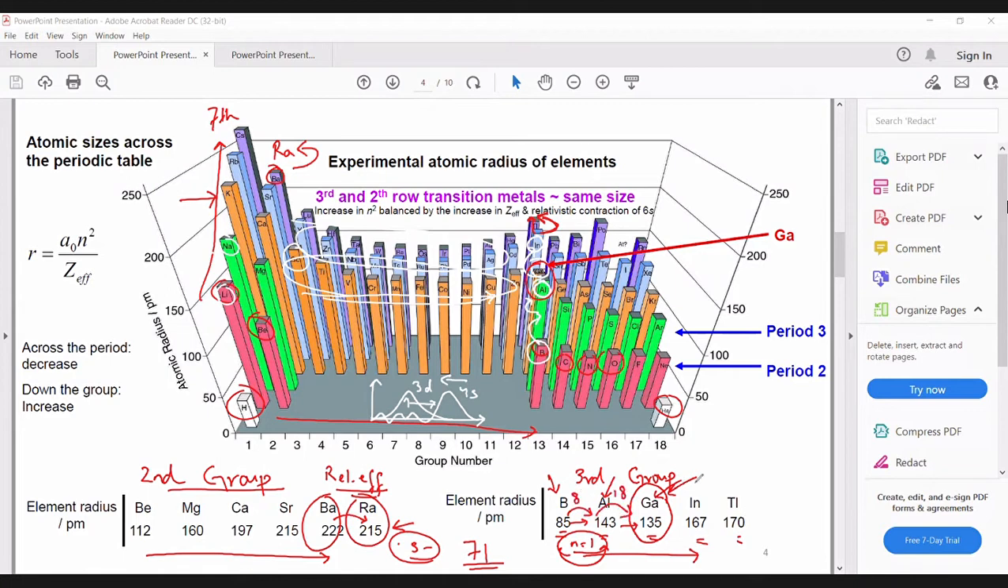Okay, now as we move forward, this is the fourth period having gallium in it. Next period is this. You can see that atomic radius is increasing, and then we have this.